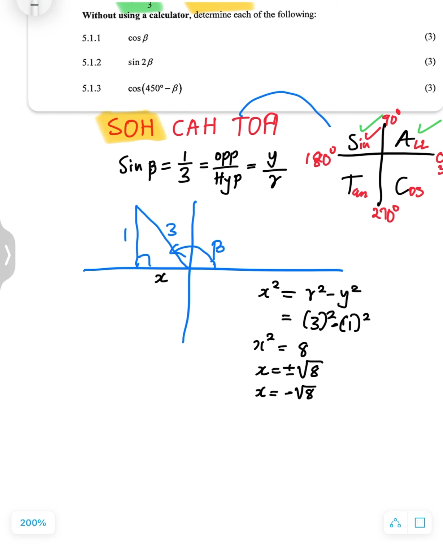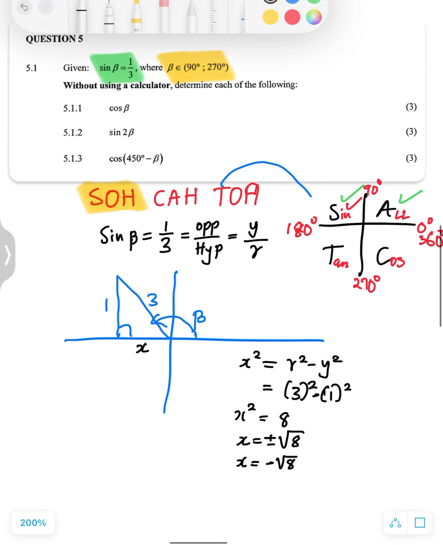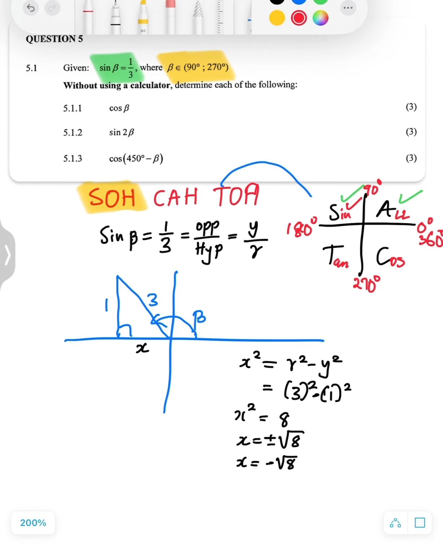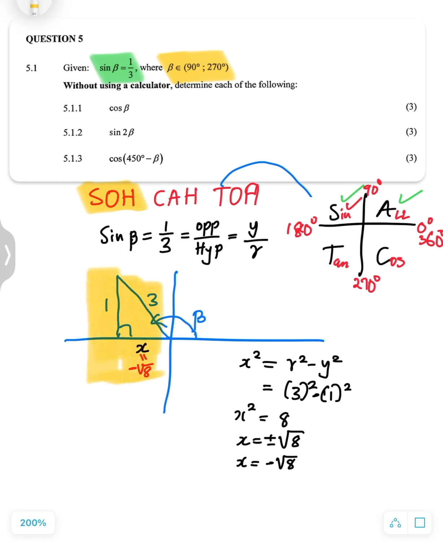Now I'm just going to put that diagram in, so we can replace the value of x here with negative root of 8. So that is our diagram that we are going to use. This is the diagram here that we are going to use to answer the questions.